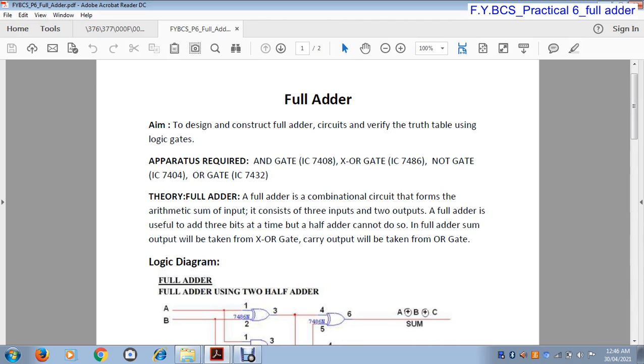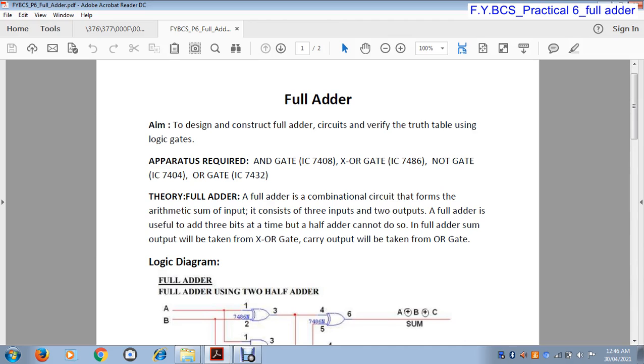A full adder adds 3-bit numbers. A half adder adds 2-bit numbers, but a full adder adds 3-bit numbers. Therefore it is called a full adder.